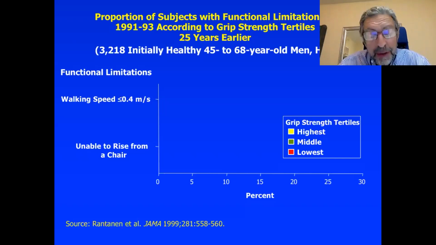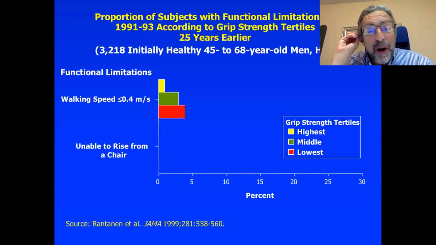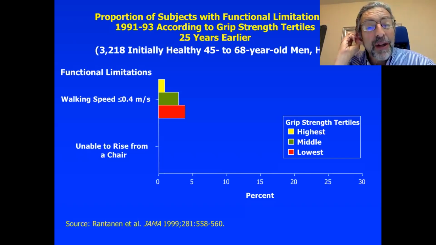And what was found was very interesting. This shows the percentage, and this study was done in men only, unfortunately, but it shows the percentage who developed very slow walking speed. 0.4 meters per second is a very slow gait speed. It would be quite noticeable to see somebody walking at that speed. It's clear that they were having real difficulty walking. And so we looked at that according to tertiles, according to thirds of grip strength. So those in the highest third of grip strength, the bar at the top, had lower rates than those in the middle third, and those in the lowest third of grip strength had the highest rates of developing very slow walking speed. So this was not a self-report measure. This was an objective measure of gait speed.